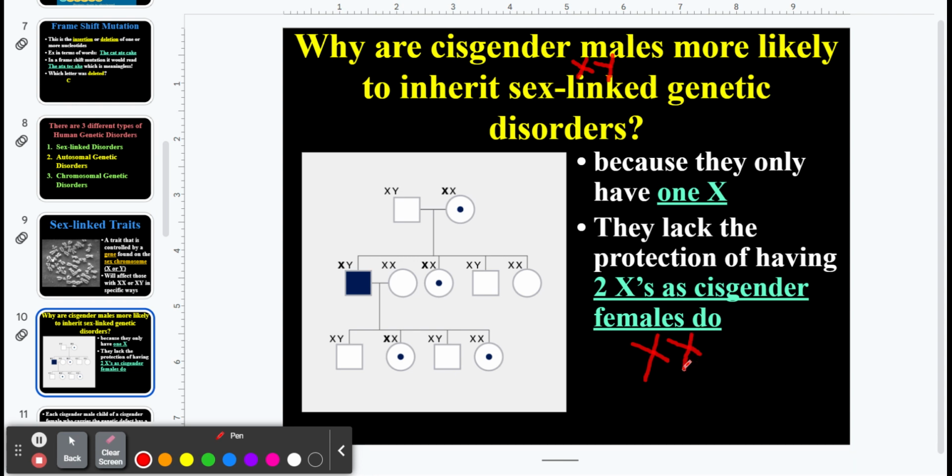Okay, so if we take a look here, because cisgender males have one X, if there was some kind of mutation on the X chromosome, because they only have one instead of two like the cisgender females, whatever change happened on that X chromosome is going to affect them really hard, because that's the only one they got. So there are a few sex-linked genetic disorders that get passed along that way.